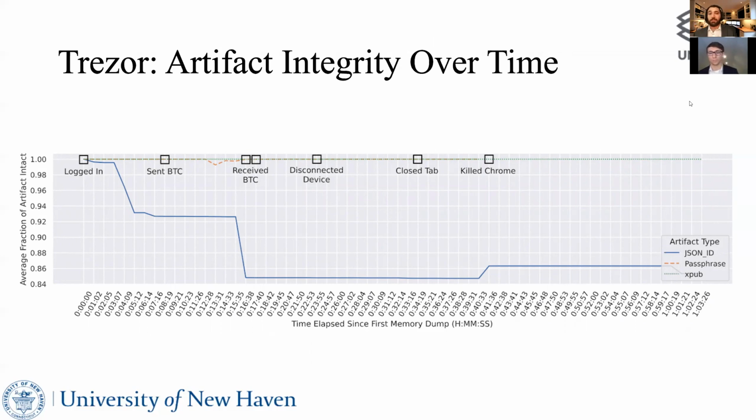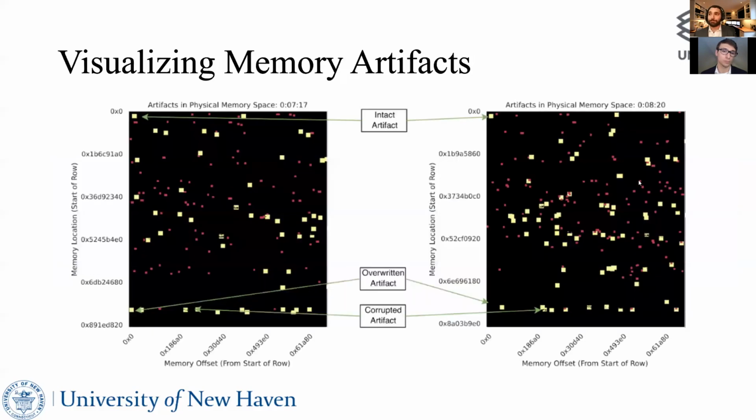We ran the same experiment on the Trezor wallet and found similar results. Many instances of the extended public key were present and fully intact and had not been overwritten at all, as well as the application password used to unlock the client. That was also present in memory and fully intact. Worth noting here, even after the Chrome tab was closed, instances of both the passphrase and the extended public key were still present. And even after Chrome was killed, some of these artifacts were still present. So we've demonstrated that even after the perpetrator was to close an application, for example, it still might be possible for an investigator to retrieve some of this information.